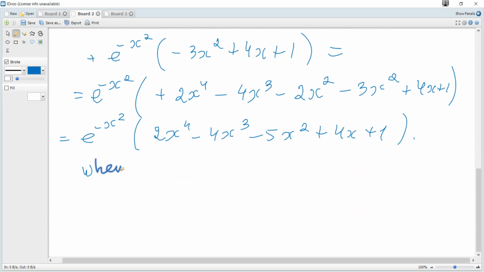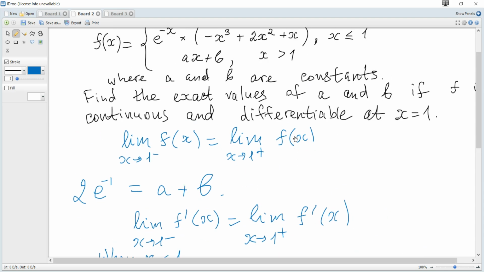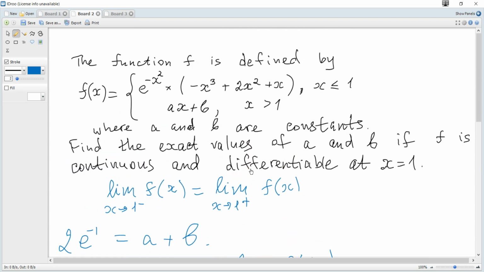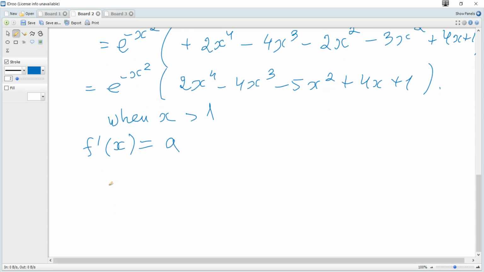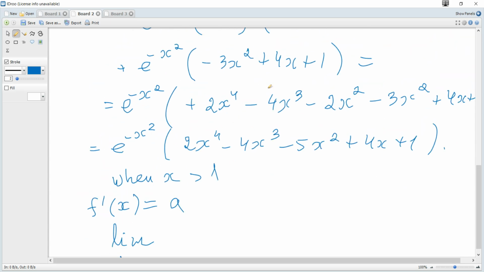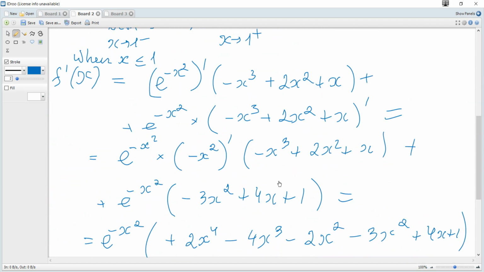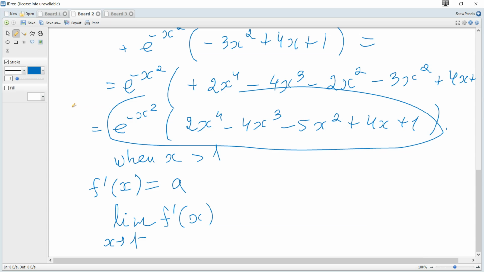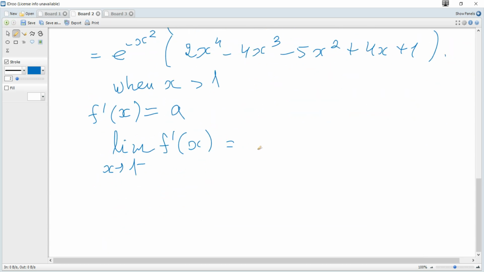And when x is greater than 1, the derivative is just a, and hence the limit when x tends to 1 from the left of the derivative, so we use this, substituting 1 for x, it becomes e to negative 1 times 2 minus 4 minus 5 plus 4 plus 1, which is negative 2.